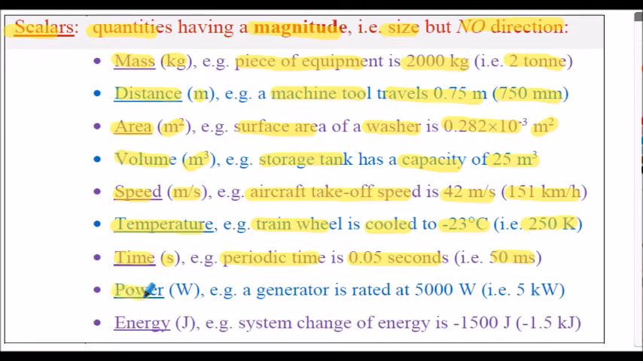Power in watts in the SI system, so a generator rated at 5,000 watts or 5 kilowatts, again scalar property. And energy in the SI system measured in Newton meters or joules. So a system change of energy is negative 1500 joules or negative 1.5 kilojoules. Again, that's a scalar property.